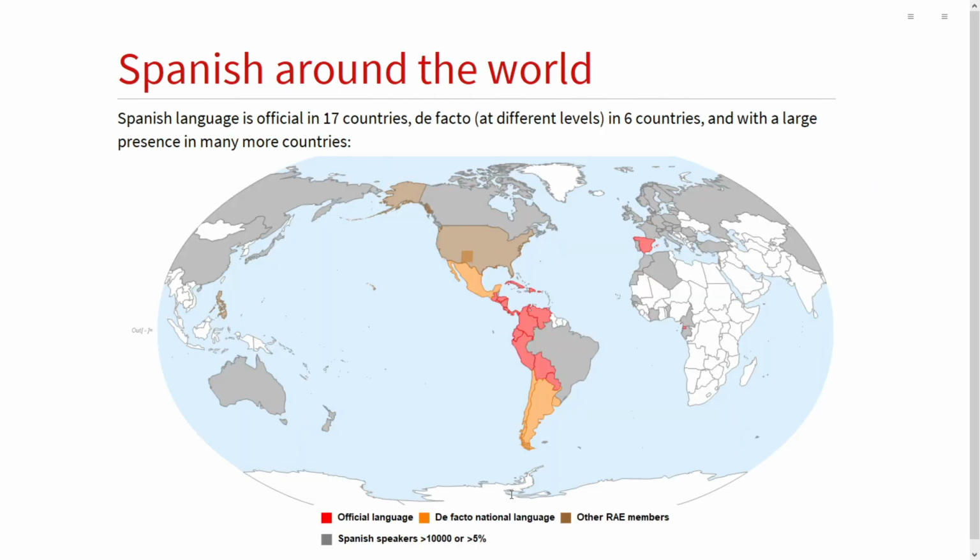Before going to the examples, something about the fact that Spanish is spoken officially in 17 countries, and de facto at different levels in 6 other countries. In particular, I show here New Mexico, where there are some parts where it's the de facto language also.